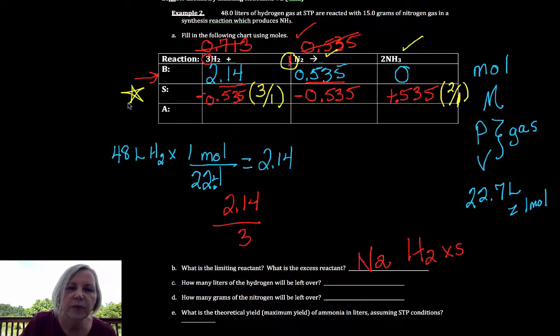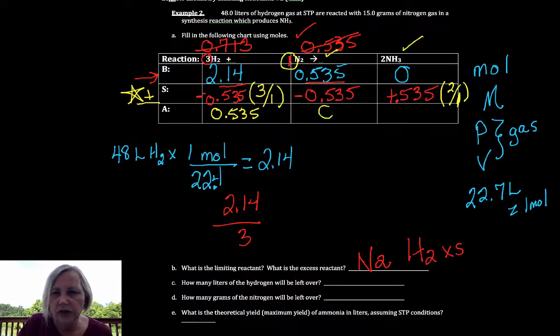Once you're at this point, you're in really good shape. That was the hardest part. Now all we have to do is add up all the BSA and we get our final answer, and I get 0.535 moles of hydrogen, of course 0 moles of nitrogen. So in my notes there's a couple of questions at the bottom, and I have 0 moles of nitrogen, and I have 1.07 moles of ammonia.